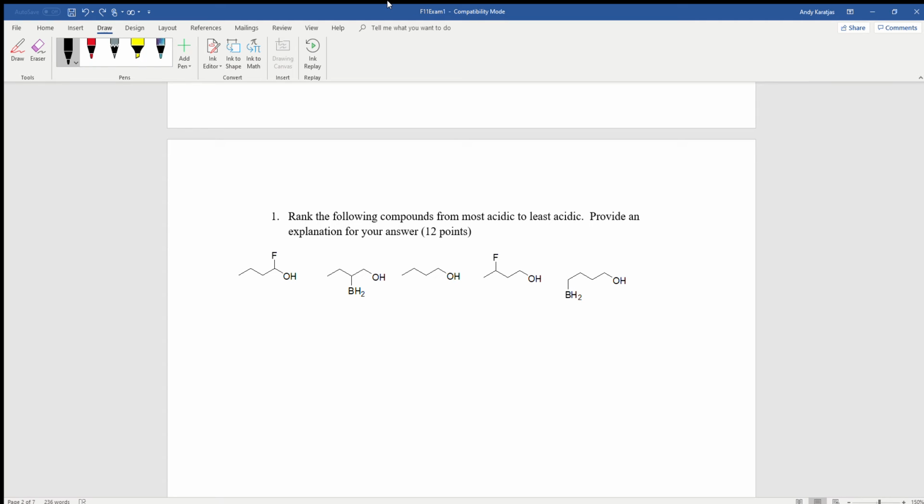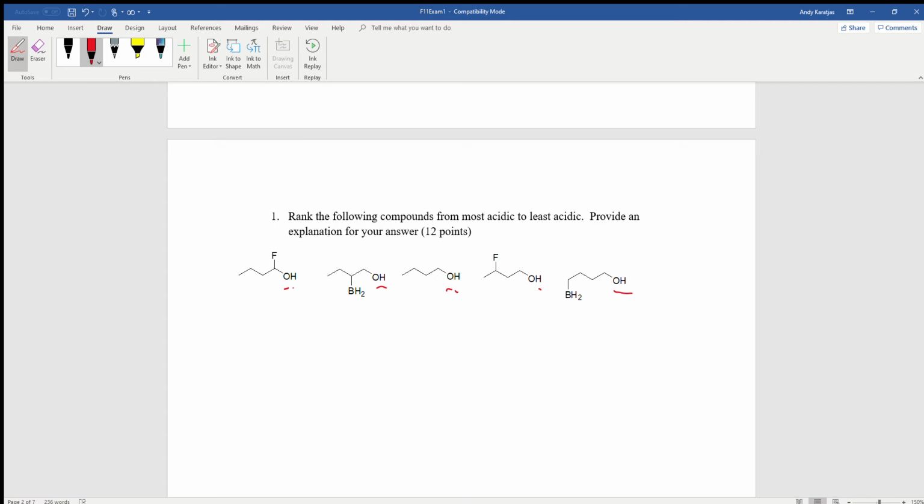For this problem, we need to rank the compounds from most acidic to least acidic. In this case, we're only concerned with substituent effects, as the most acidic proton in each molecule is an OH proton. Therefore, we need to look at the effects of substituents in order to determine acidity.